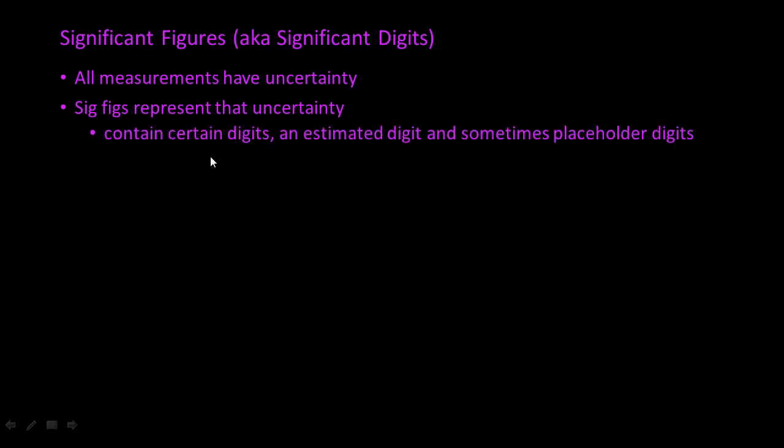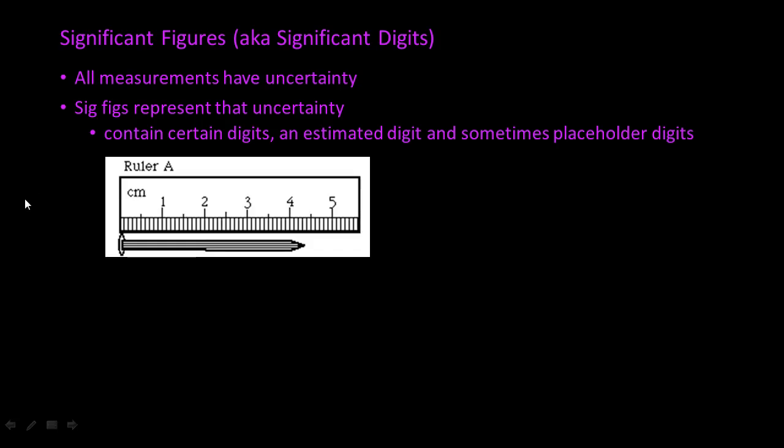They contain certain digits, an estimated digit, and sometimes they include placeholders. So let's take a look at an example. Here with ruler A, we can see it's measuring centimeters, and we've got tick marks or divisions that are tenths of a centimeter, also known as millimeters, and we're measuring the length of a nail.